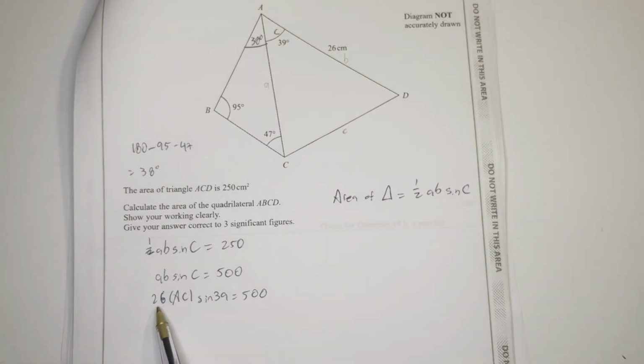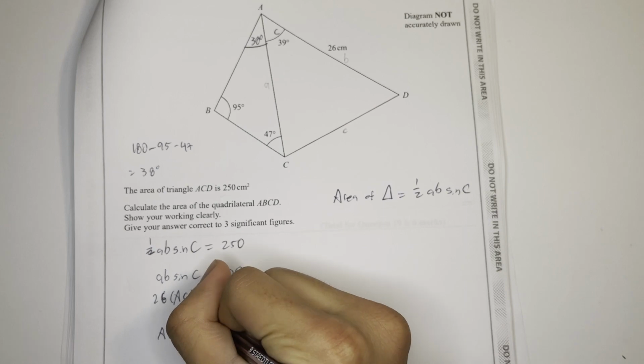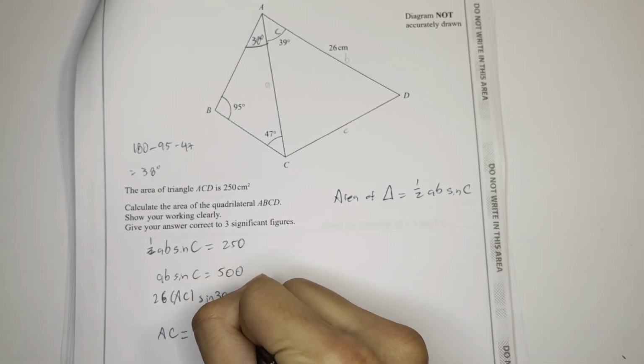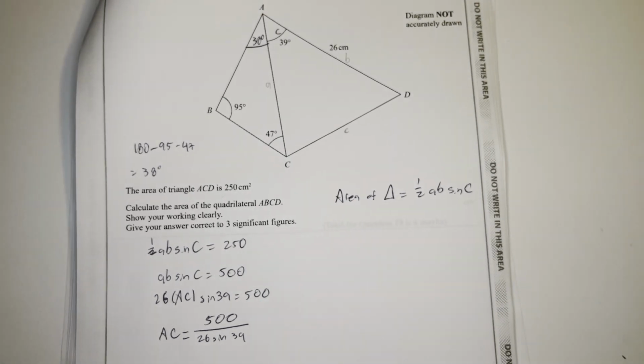And dividing both sides by 26 sine 39, we get AC is equal to 500 over 26 sine 39. Similar to the question earlier, I'm going to leave it in this exact form because rounding off or simplifying too early can result in an inaccurate answer.